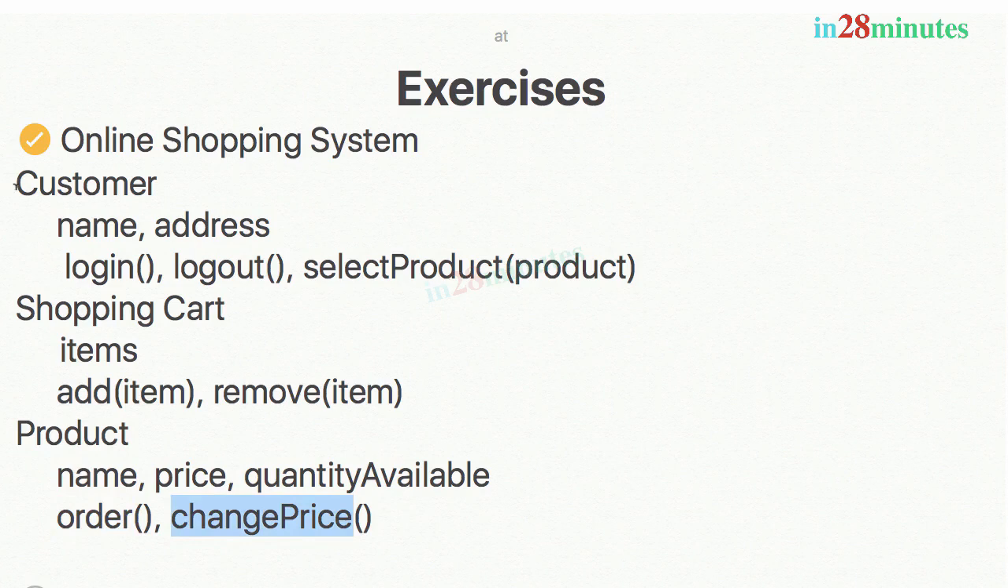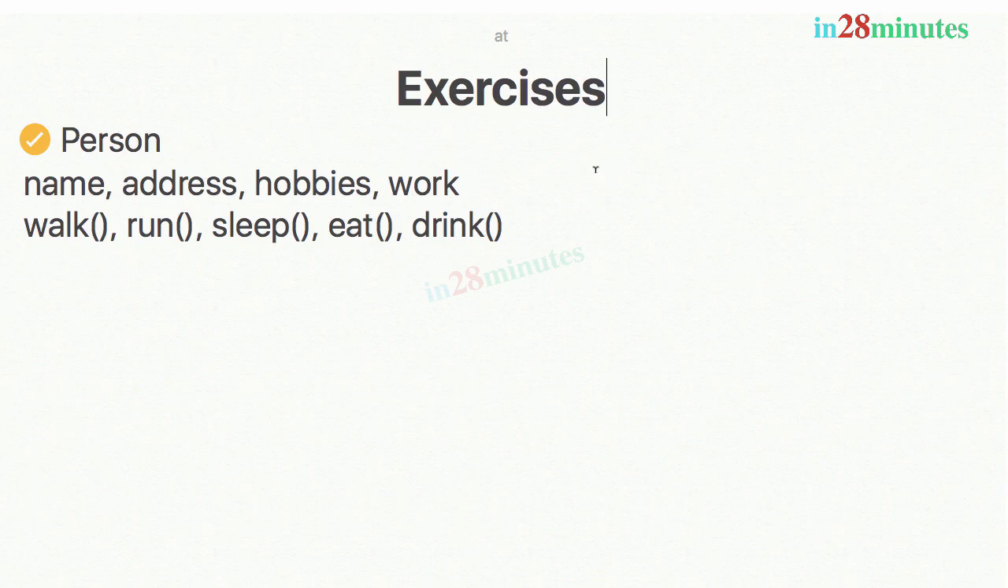Actually, this is just a small representation. When you talk about an online shopping system, you can identify a number of other objects, and also identify what state they might contain and what behavior is possible on them. Now, let's get to the other exercise.